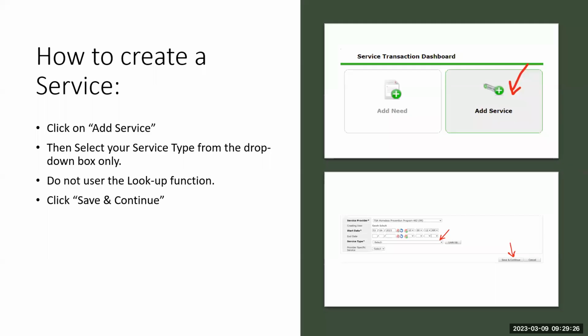How to create a service in ServicePoint. You're going to go to the service transaction dashboard and click add a service. Then select your service type from the drop-down box. Do not use the lookup function, because all PATH projects have their own drop-down list created within Service Transactions. Once you choose that, please make sure the start date and the end date of your service are also put into the service transaction before you click save and continue. The start date can be changed to a prior date if you need to backdate this information.